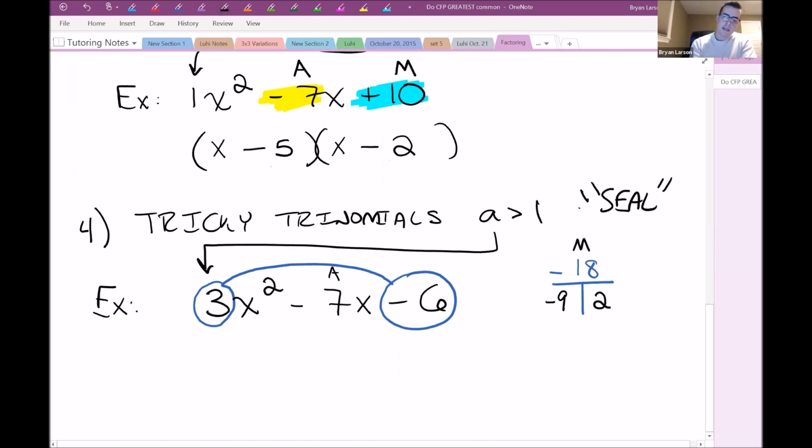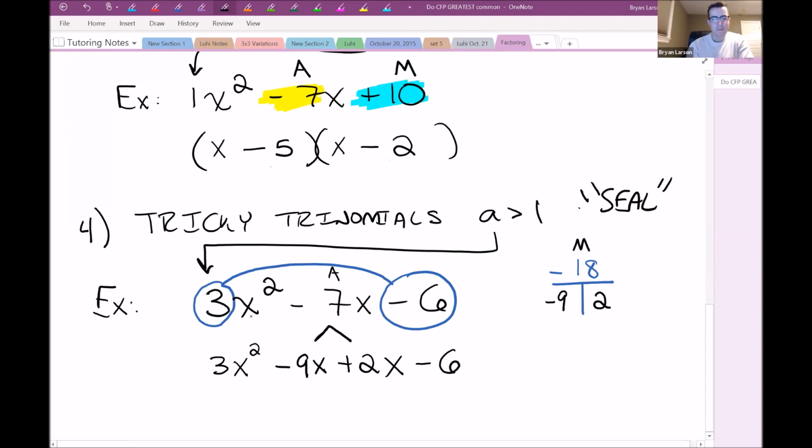So once we do this, I'm going to split that negative 7x up into negative 9x plus 2x, because negative 9x plus 2x is negative 7x. We're not changing the problem here. And then I'm going to bring down the other two terms, so the 3x squared and the minus 6. Okay, so now we have this here.